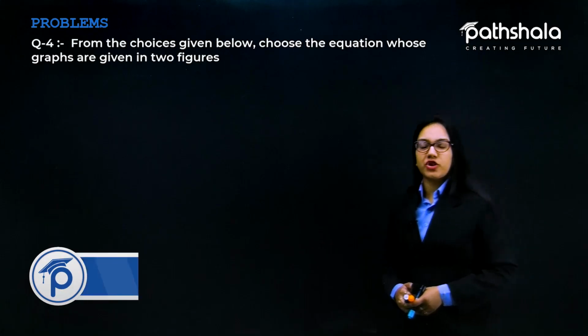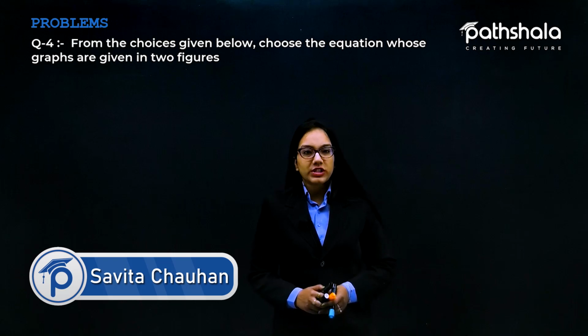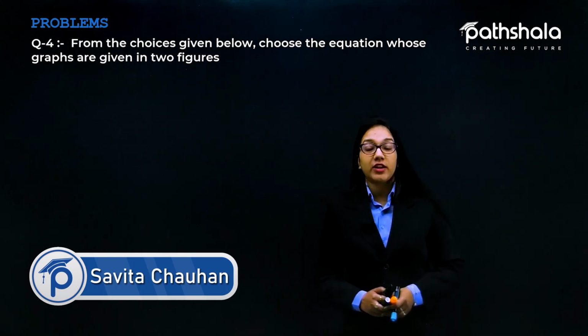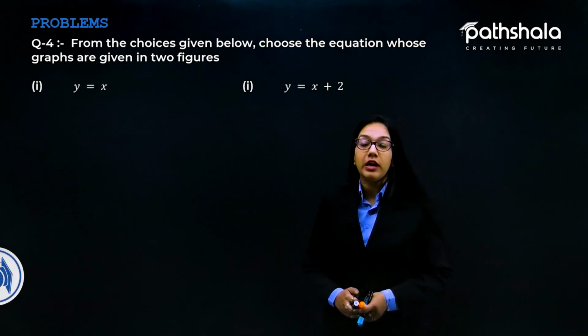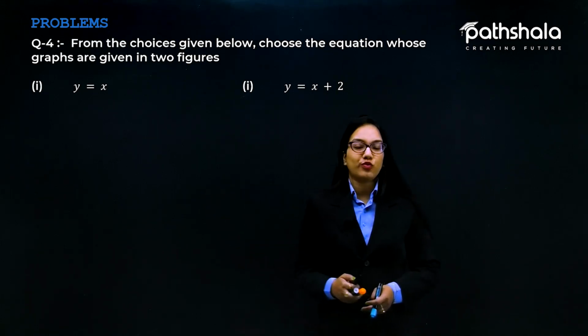Let's just see the question number 4. Question number 4 says, from the choices given below, choose the equation whose graphs are given in the two figures. So first of all, we have the very first part as y is equal to x and y is equal to x plus 2 for the two graphs.